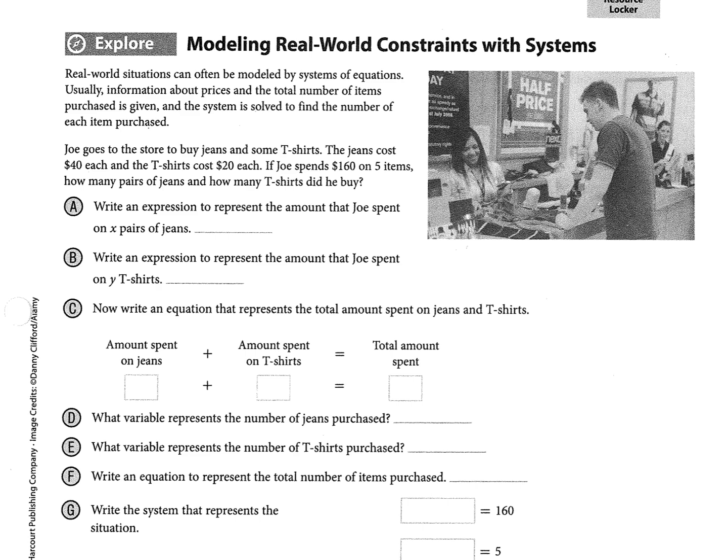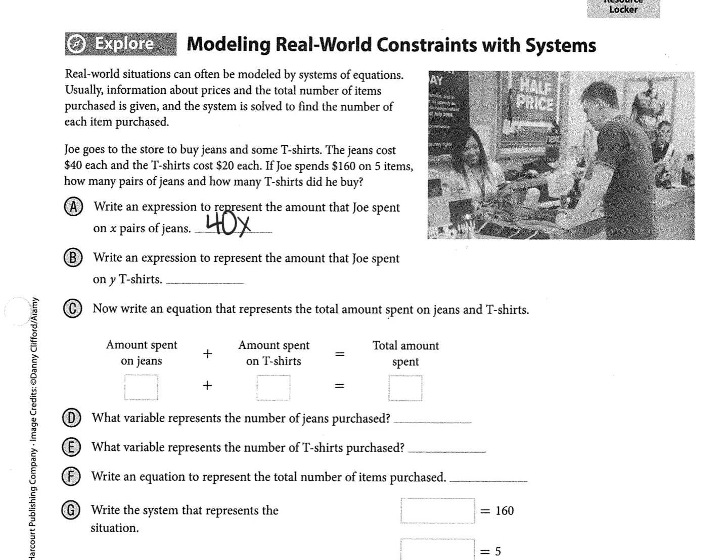Joe goes to the store to buy jeans and some t-shirts. The jeans cost $40 each and the t-shirts cost $20 each. If Joe spends $160 on 5 items, how many pairs of jeans and how many t-shirts did he buy? Write an expression to represent the amount that Joe spent on a pair of jeans. So for the jeans, they cost $40 each, and X represents the amount of jeans purchased.